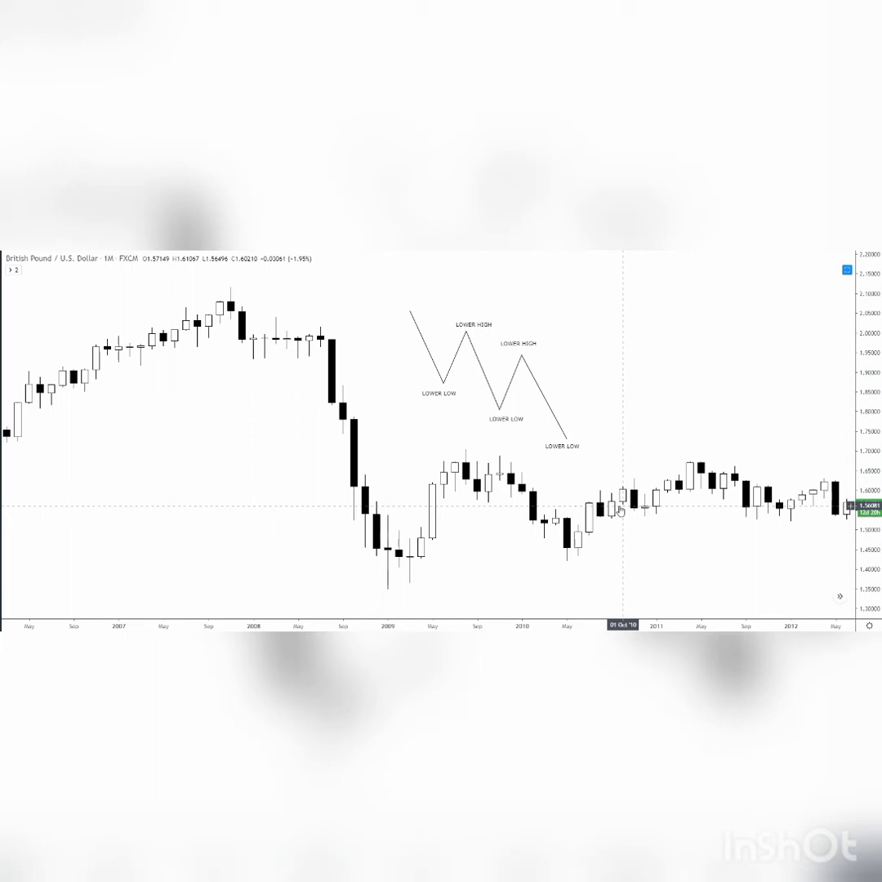So basically, I've drawn out this little picture, which says lower lows and lower highs, with lines going in a zigzag motion. That is basically a definition of a downtrend, in terms of the requirements it holds for you to understand that price is going to keep going down.